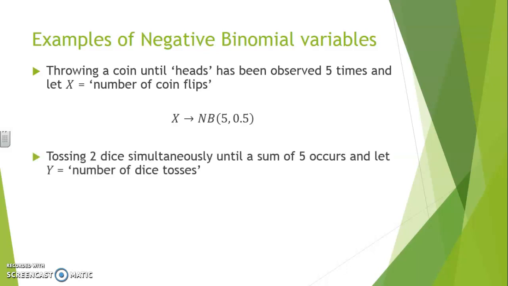Suppose you toss 2 dice simultaneously until finally a sum of 5 occurs. Then y, the number of dice tosses until that sum of 5 occurs, is a negative binomial where one success has to be obtained, and 1/9 would be the probability that a sum of 5 actually happens. Because there's only one success to be obtained, we could also consider this a geometric of probability 1/9.